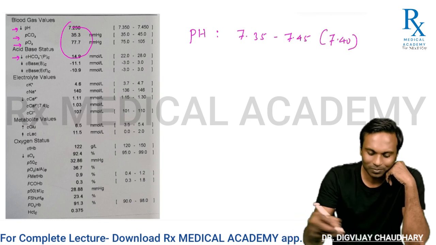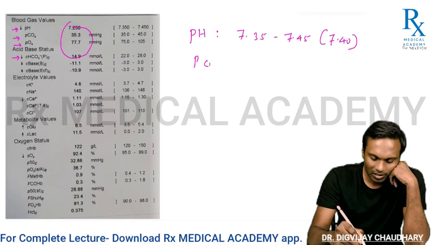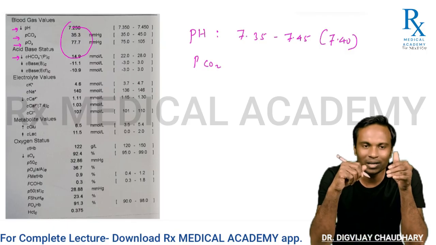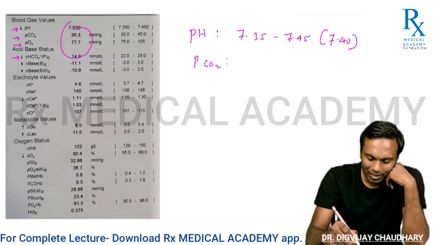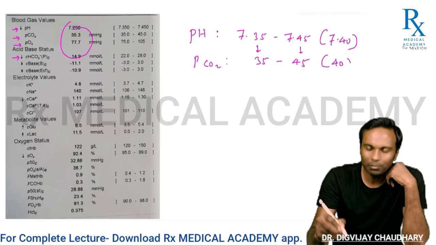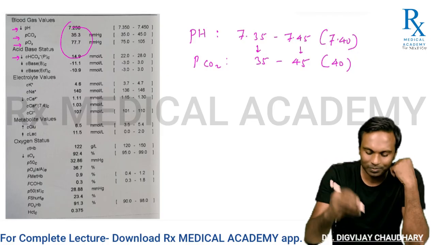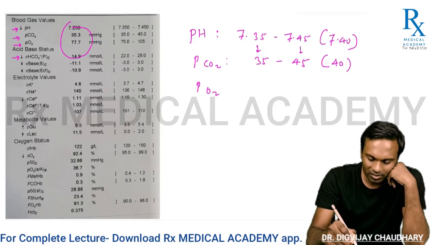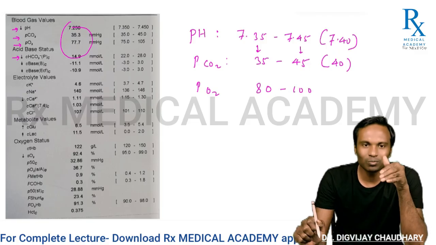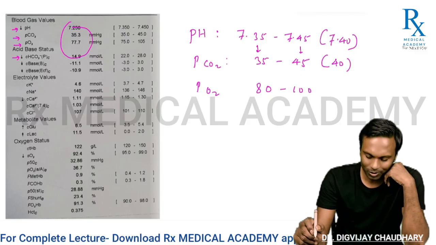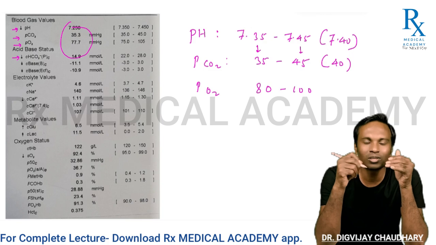7.40. PaCO₂, that is partial pressure of carbon dioxide in arterial blood, is 35 to 45. You can take a hint from here. Mean value is 40 millimeters of mercury. Partial pressure of oxygen is 80 to 100. This is normal, right? No need to bother about partial pressure of oxygen as far as multiple choice questions are concerned.